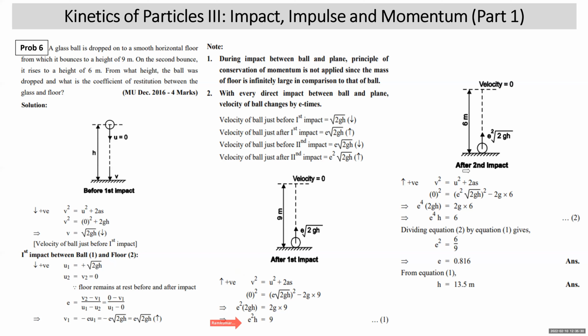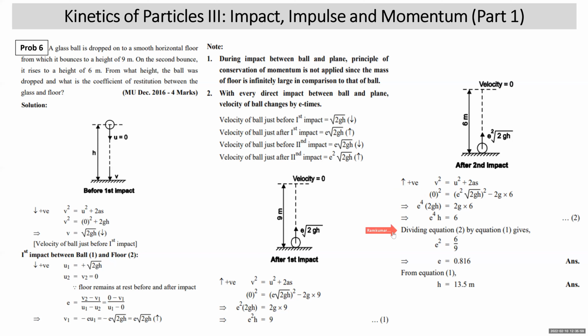Now, after second impact, it goes up to a height of 6 meters. That means once it has reached the height of 6 meters, it comes to rest. Velocity of the ball just after second impact is e squared under root 2gh. Again, we apply equations of rectilinear motion: v squared is equal to u squared plus 2as, v is 0, use e squared under root 2gh, squared, minus 2g into 6. So e raised to 4 times 2gh is equal to 2g into 6. 2g gets cancelled. You get e raised to 4 h as 6.